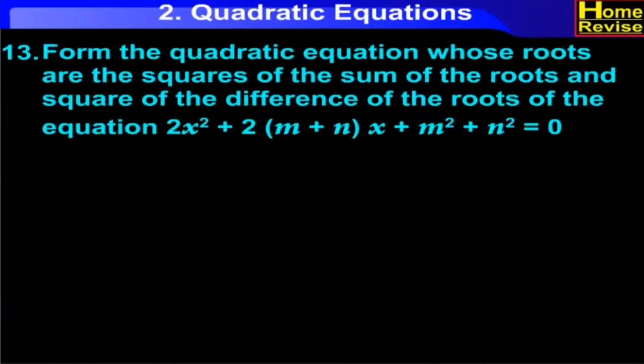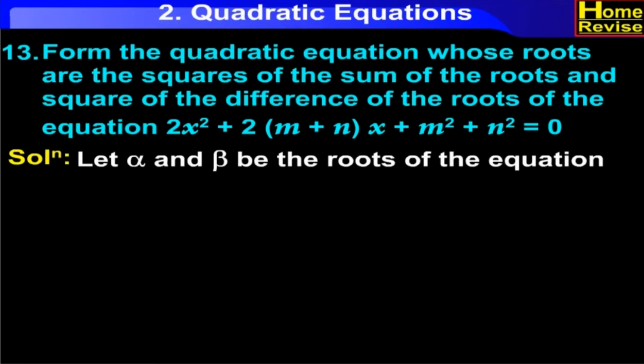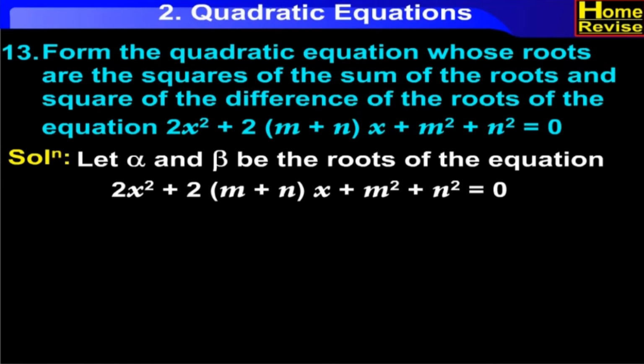Form the quadratic equation whose roots are the square of the sum of the roots and the square of the difference of the roots of the equation 2x square plus 2 into (m plus n) into x plus m square plus n square is equal to 0. Solution. Let us consider alpha and beta to be the roots of the equation 2x square plus 2 into (m plus n) into x plus m square plus n square is equal to 0.